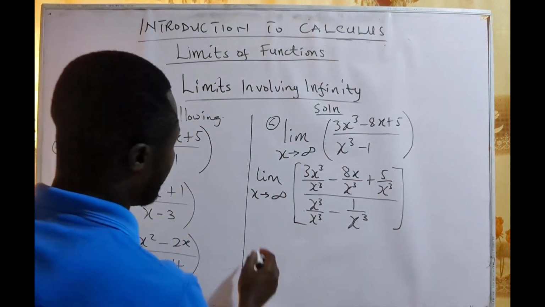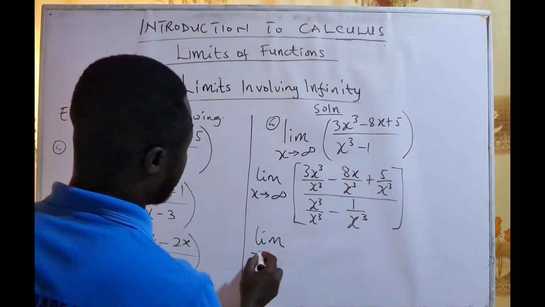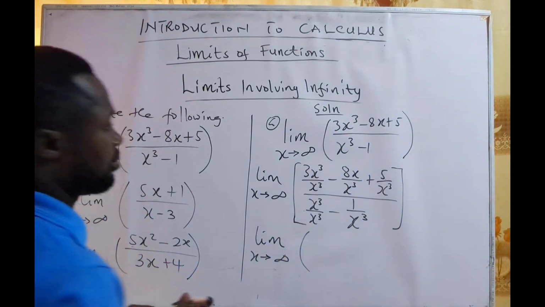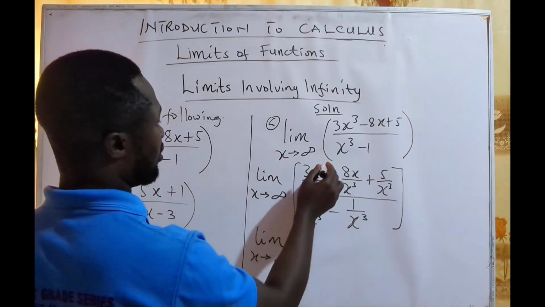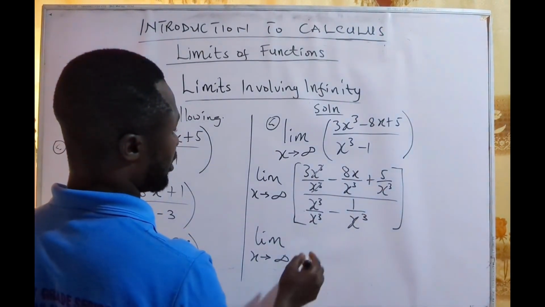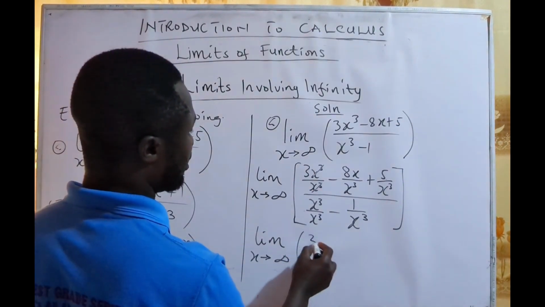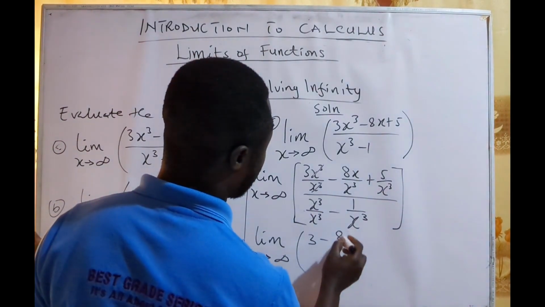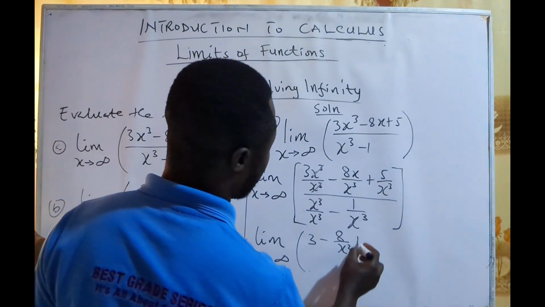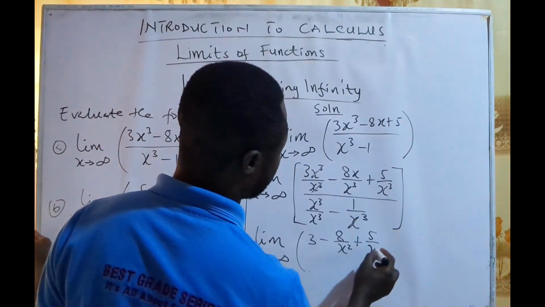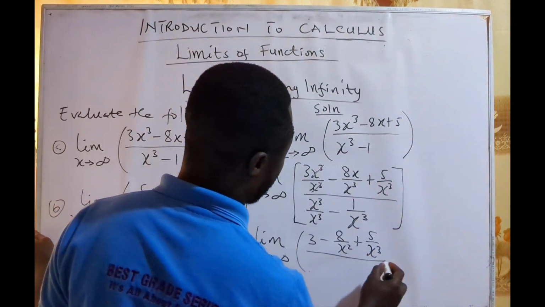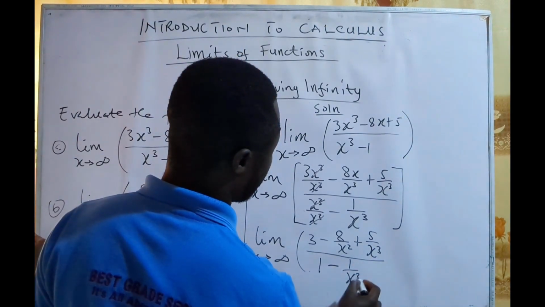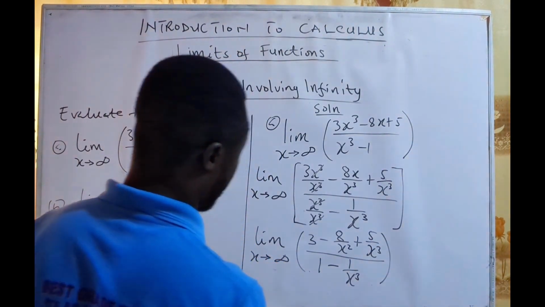Okay, so we have the limit as x approaches infinity. So s cubed can go into s cubed. Alright, then what are we going to have here? 3 minus 8 over s squared, all right, plus 5 over s cubed, all divided by, this will go here, 1 minus 1 over s cubed. Okay, so this is what we are going to have.